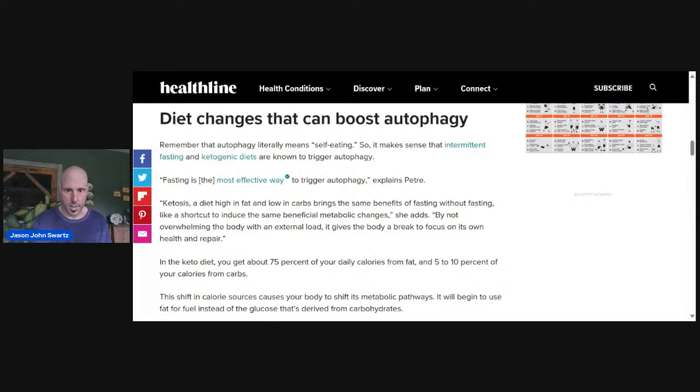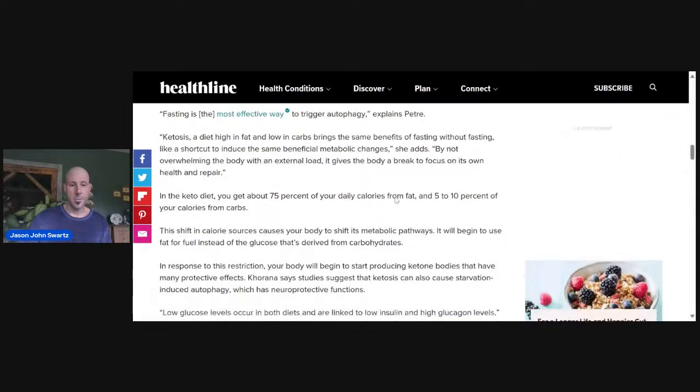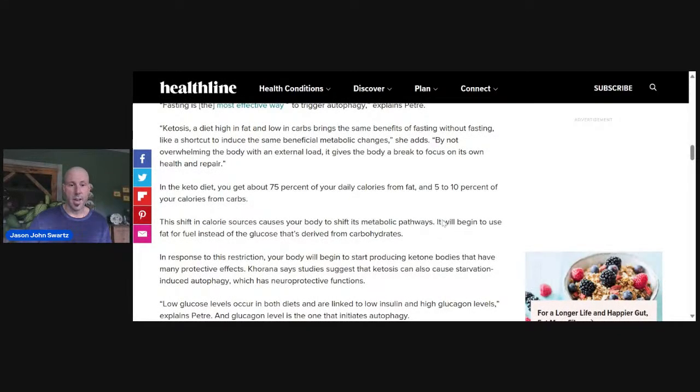Really impressed that Healthline is admitting this, because the Mayo Clinic doesn't. They make it look like it's very dangerous to our health. By not overwhelming the body with an external load, it gives the body a break to focus on its own health and repair. In a ketogenic diet, you get about 75% of your daily calories from fat, 5 to 10% of calories from carbs.